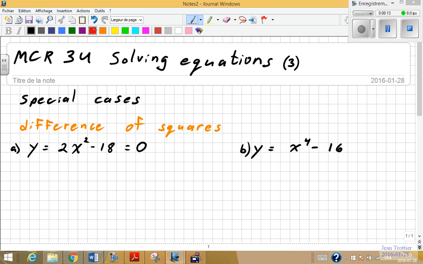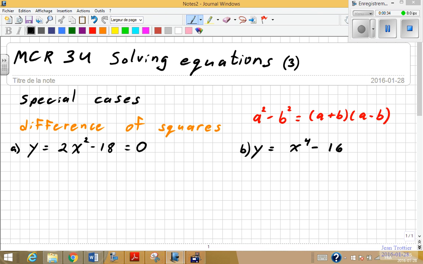We won't go into proving why it is, but if you have a perfect square and you subtract another perfect square, that's why it's called difference. The difference is subtracting, and then a squared, b squared are the squares. Your two factors will be a plus b multiplied by a minus b.